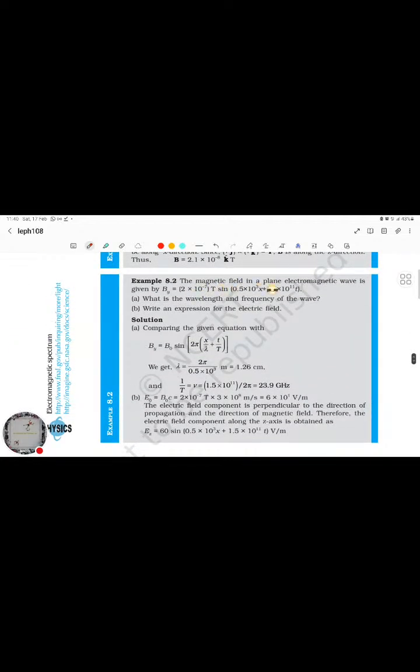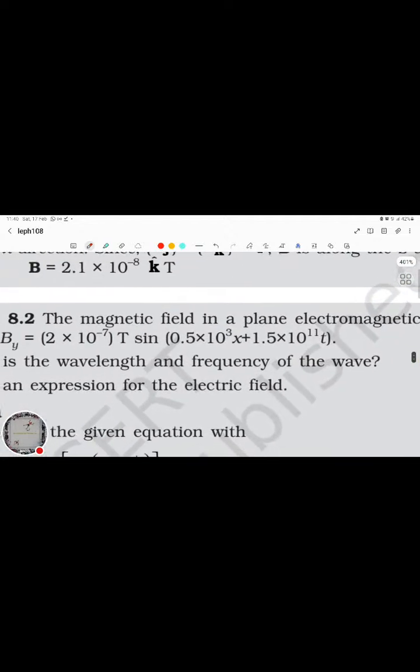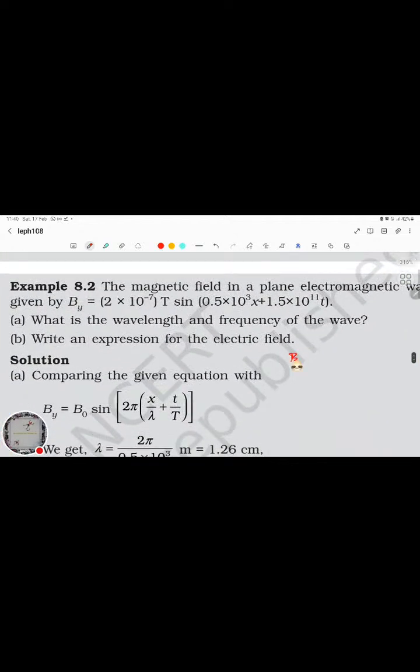Yeah. So now the second example is that the magnetic field in a plane electromagnetic wave is given by By equals 2 into 10 power minus 7, with a given value of k and a given value of omega. What is the wavelength and frequency of the wave? So first of all, let me try solving this question. Okay, so I've been given the value of magnetic field, that is 2 into 10 power minus 7 Teslas, and also that's the peak value. Let's write it as B naught.